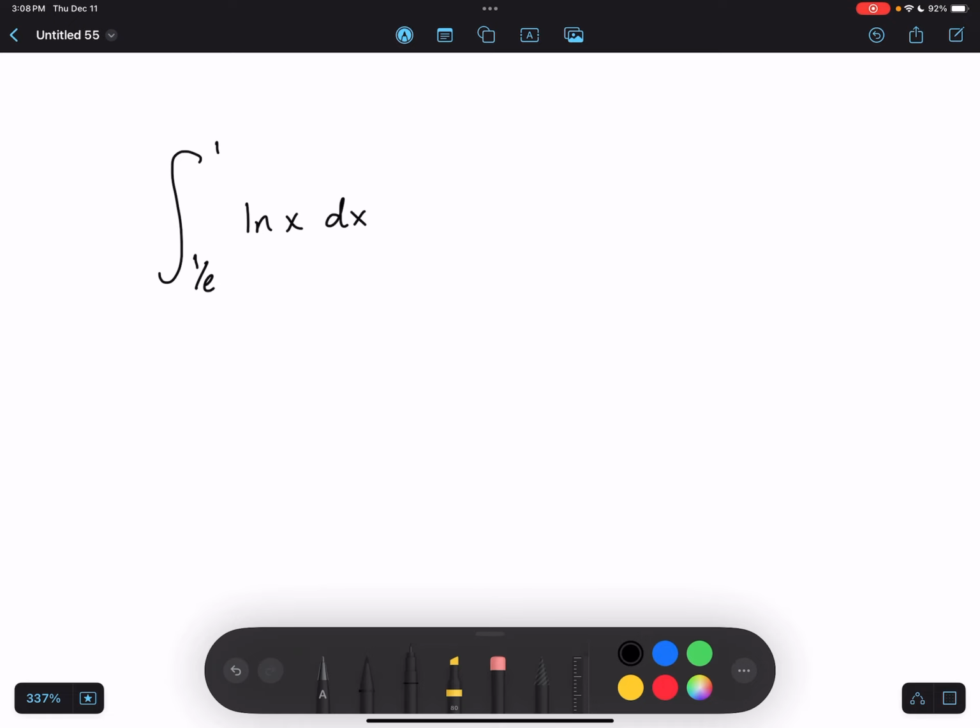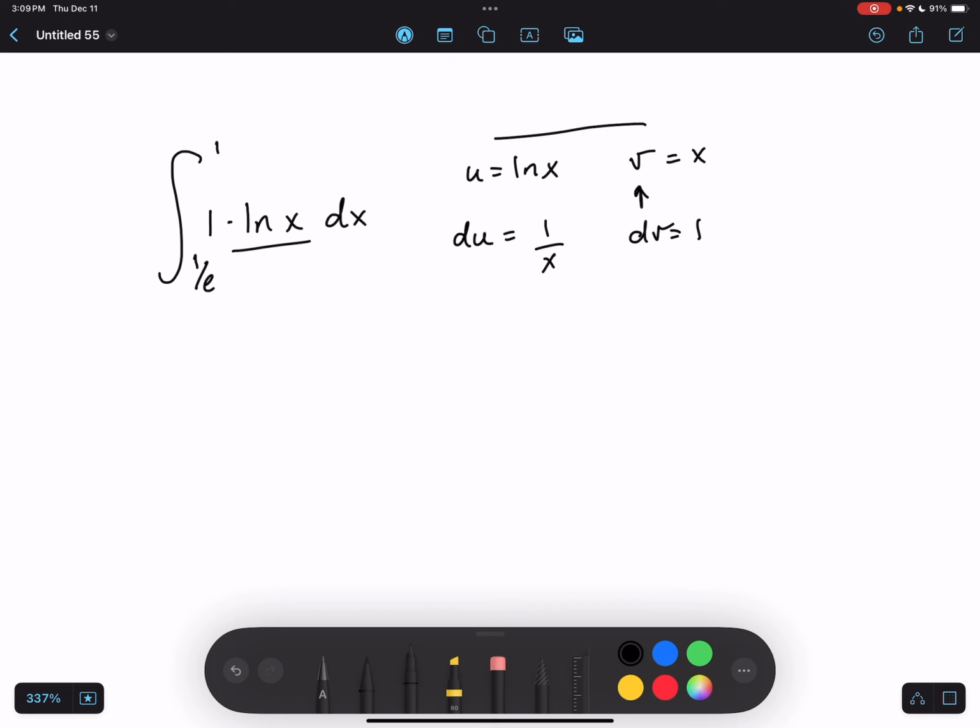We have the integral of the natural log of x from 1 over e to 1. Now the first step is to recognize that this is an integration by parts problem. It's actually 1 times the natural log of x. So what we'll do first is we'll let u equal ln x. The derivative of u in this case will be 1 over x. We'll let dv equal 1, and then the integral of dv in this case becoming v is just x.